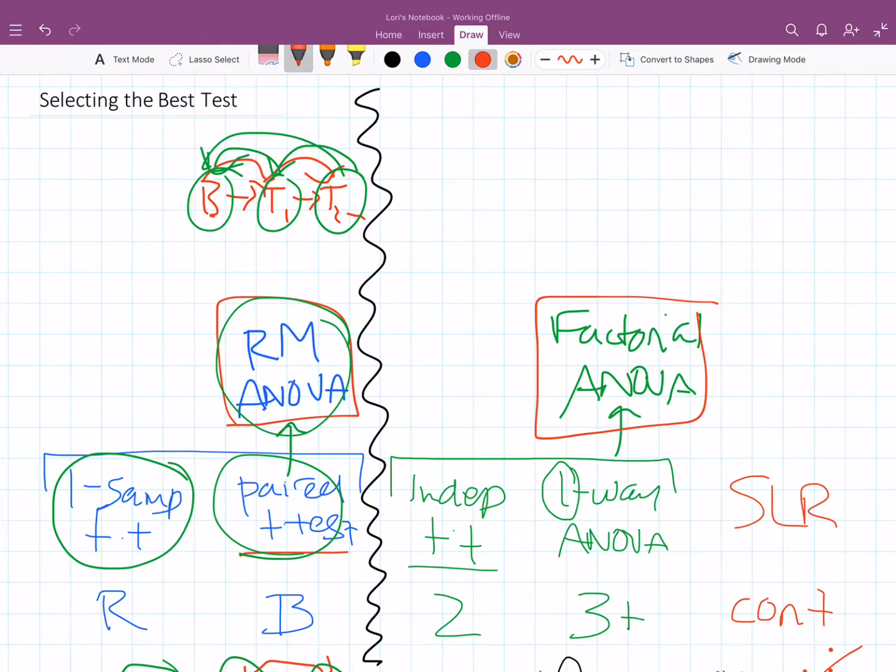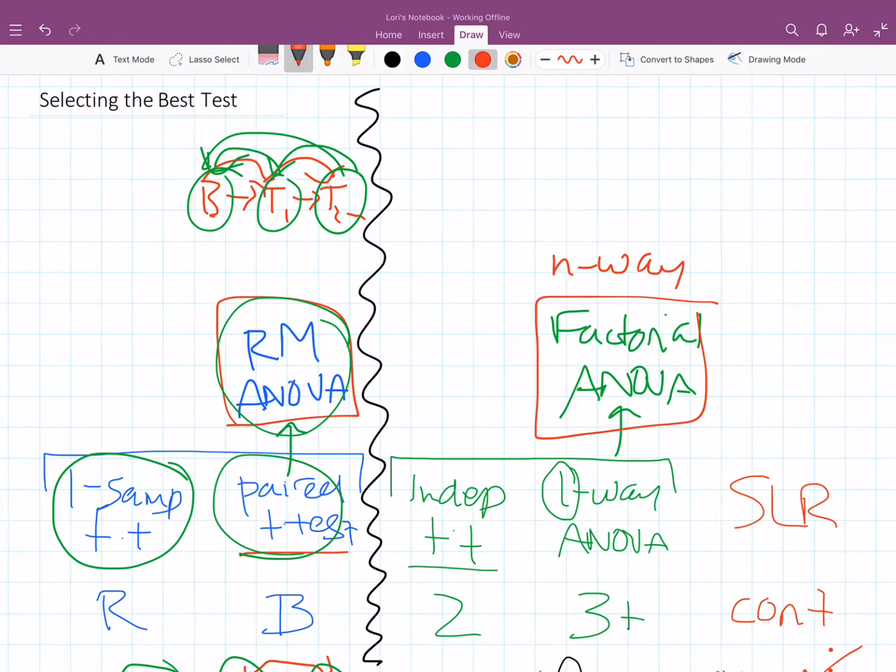Basically what factorial ANOVA does, it's also called N-way ANOVA. So in other words, you could have a 2-way ANOVA or a 3-way ANOVA or a 20-way ANOVA or a 100-way ANOVA if you had enough data points.